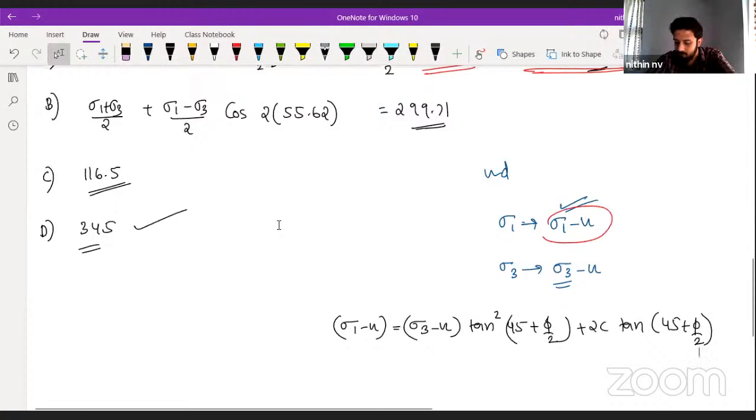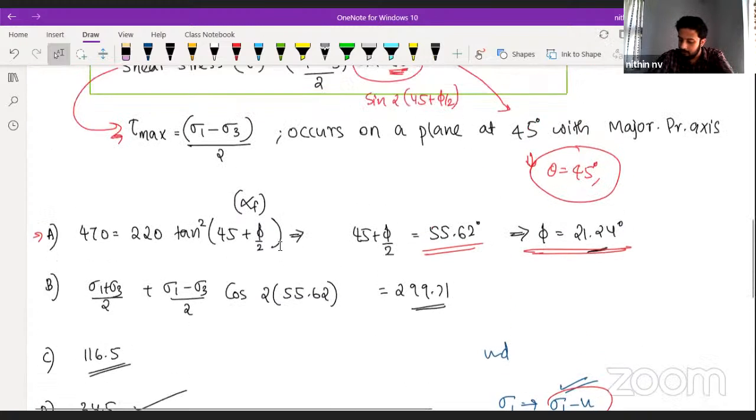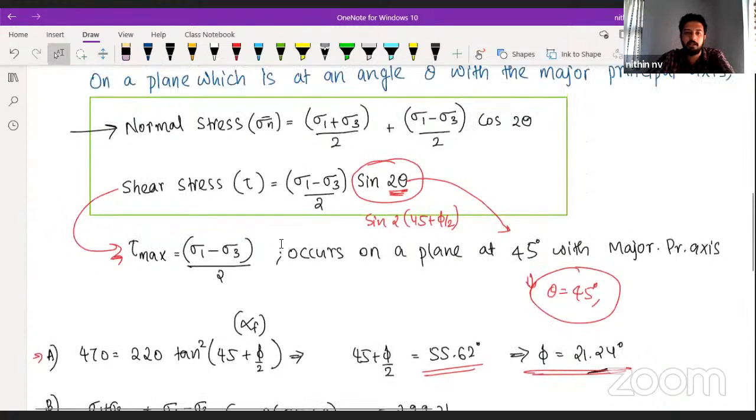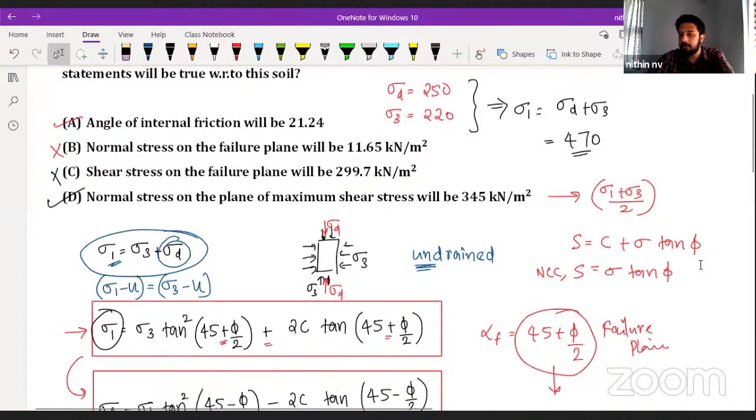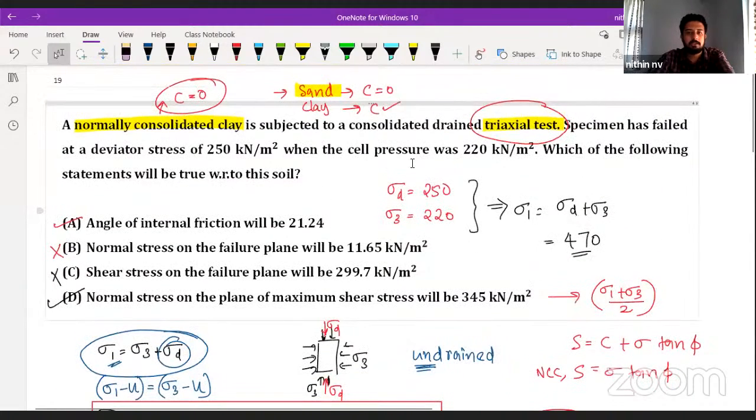Understanding? Okay. Clear? Krishna, I think you are asking regarding the other. I will tell you that. Is it clear, everyone? Sometimes they will not give you the sigma d value. They can give you the cell pressure and sigma 1 value, so using this equation you can get sigma d. Clear, no?